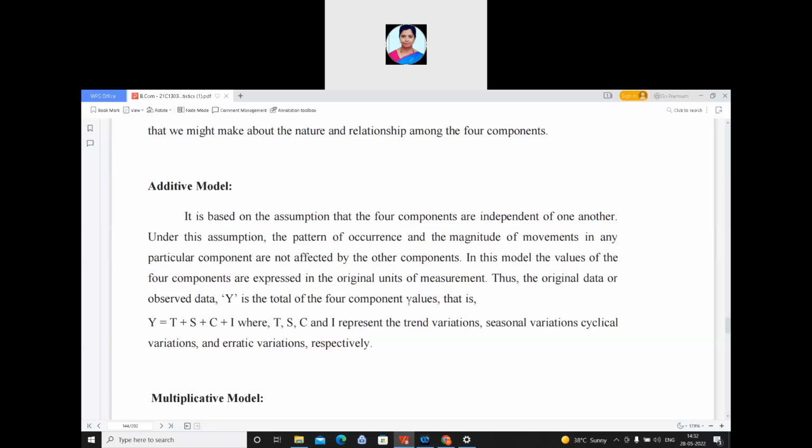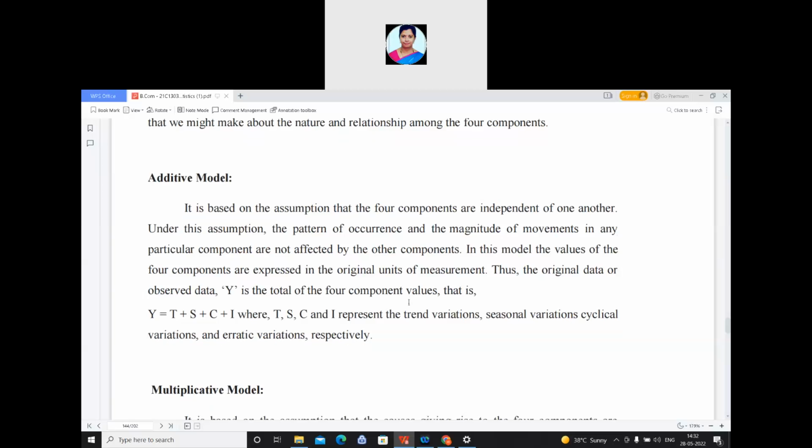Thus, the original data or observed data Y is the total of the four component values, that is Y is equal to T plus S plus C plus I, where T, S, C, I represent the trend values, the seasonal variations, the cyclical variations, and the erratic variations respectively. So already we have seen, Y is equal to the total of the four component values. This is the additive model: Y is equal to T plus S plus C plus I.